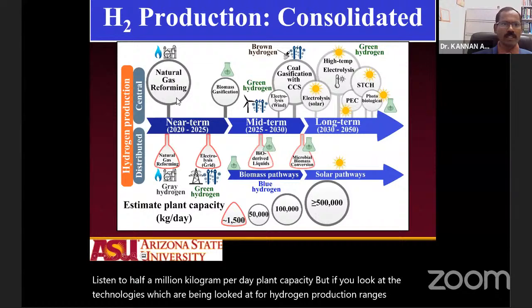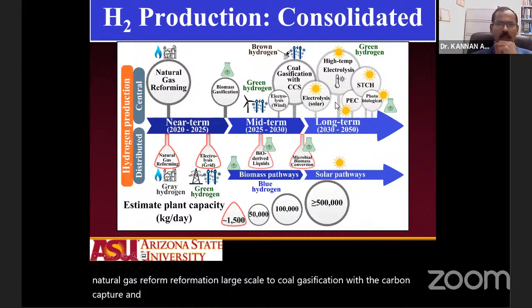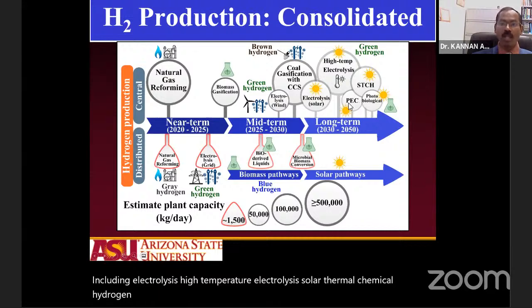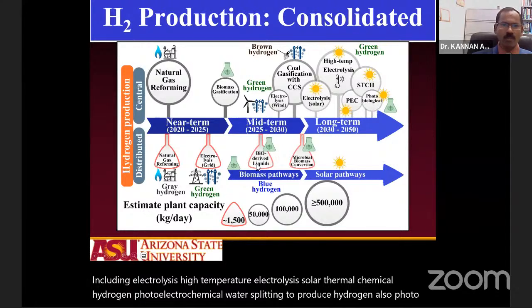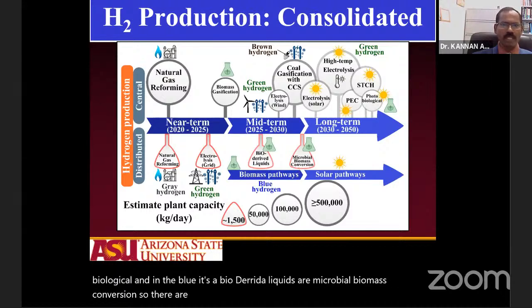But if you look at the technologies which are being looked at for hydrogen production, it ranges from natural gas reformation, large scale, to coal gasification with carbon capture and storage, including electrolysis, high temperature electrolysis, solar thermal chemical hydrogen, photoelectrochemical water splitting to produce hydrogen, and also photobiological. And in the blue, it's bioderived liquids or microbial biomass conversion. So there are opportunities in various areas, whether we are looking at really greener or blue hydrogen generation in the next decade or so.